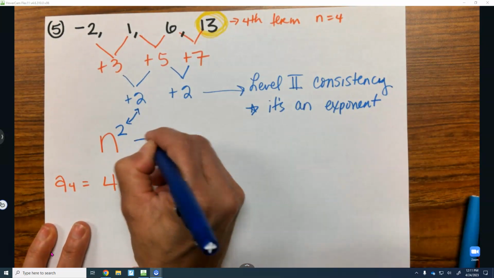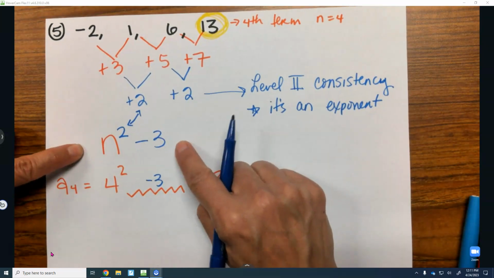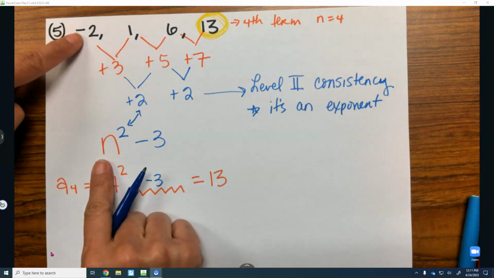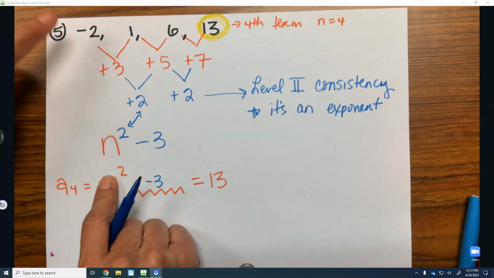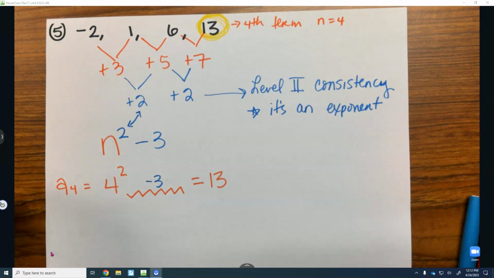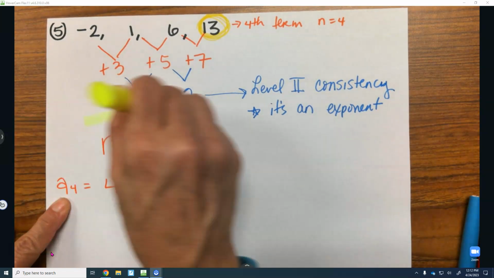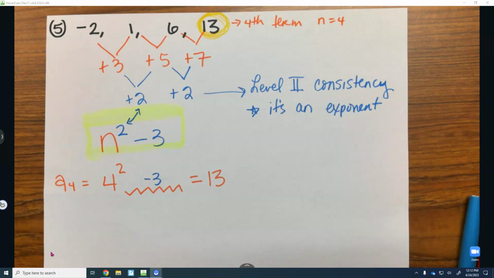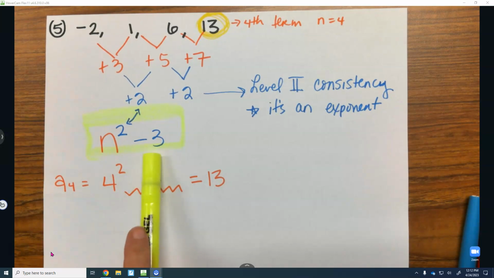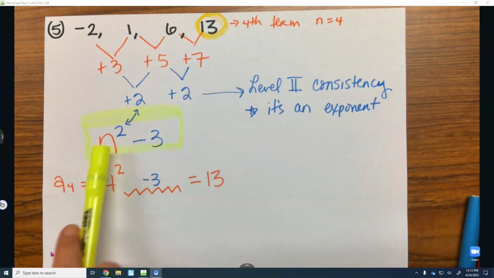So let's put a minus 3 on our rule, and just double check it. Let's do the first term. The first term should give us a negative 2. So if I plug in a 1 right here, it'd be 1 minus 3, which is negative 2. So this is the correct rule. That's it. Can you pick any of the numbers to use? Yes, any of the numbers you want. But no matter what, we should absolutely get the exact term, no matter what position we're in.